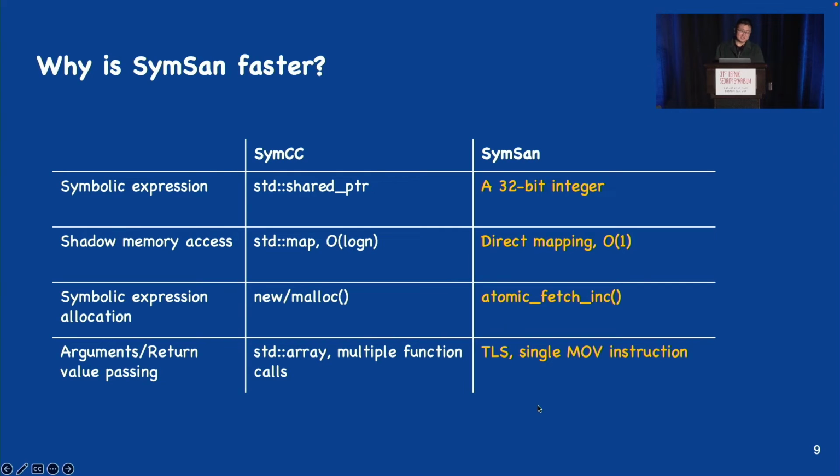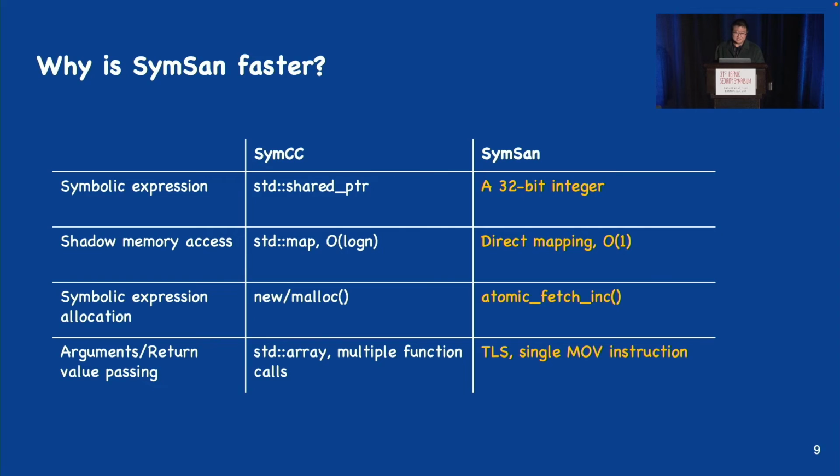So why is SymSAN faster? It's because it inherits all the advantages from DFSAN. I have summarized the key factors for the performance advantage. First of all, SymCC uses smart pointers, which are loaded from and stored to shared memory and passed along the execution. And according to our profiling, handling smart pointers imposes significant overhead. While in SymSAN, we just pass around a 32-bit integer, which is basically just an index for that union table.